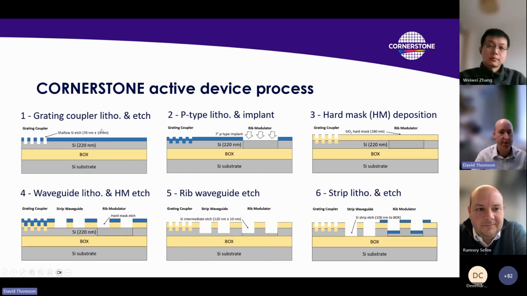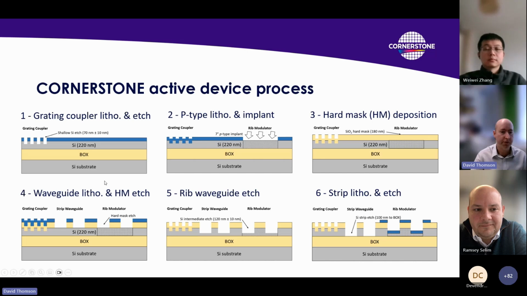So we have first a grating coupler lithography and etch. So this is a shallow 70 nanometer etch into the 220 nanometer SOI silicon layer. And this enables you to form grating couplers to couple light in and out of your silicon photonic circuit. We then define a region where our modulator is going to be and do a background p-type implantation. We then, in the third step, add a silicon dioxide hard mask.